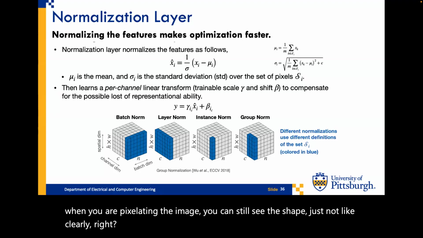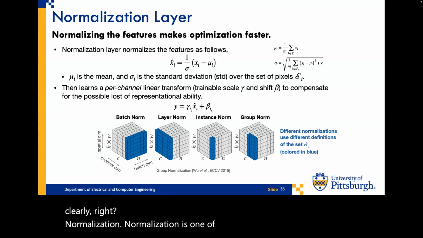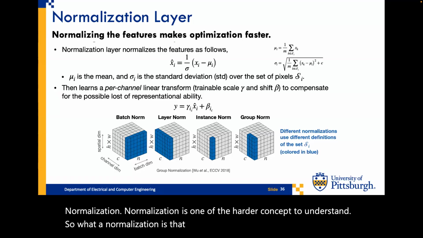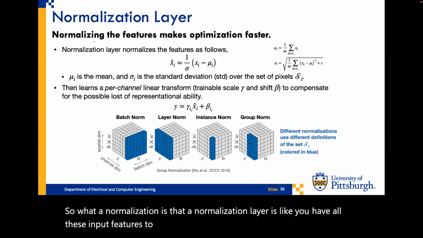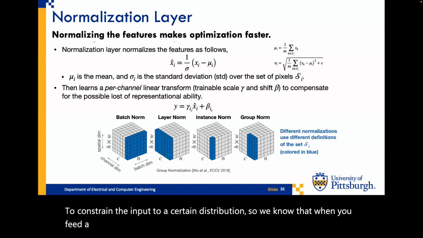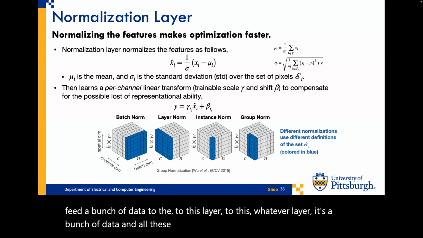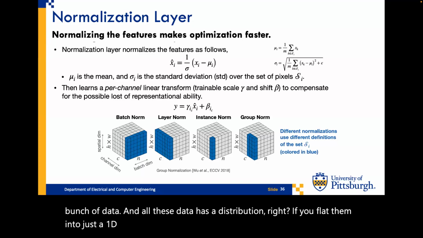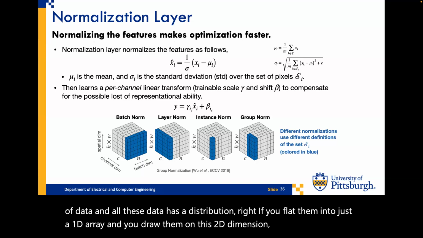Normalization. Normalization is one of the harder concepts to understand. A normalization layer takes all these input features to the layer and tries to constrain the input to a certain distribution. When you feed a bunch of data to whatever layer, all this data has a distribution, right? If you flatten them into just a 1D array and draw them on this 2D plane, they have a distribution. Does that make sense?